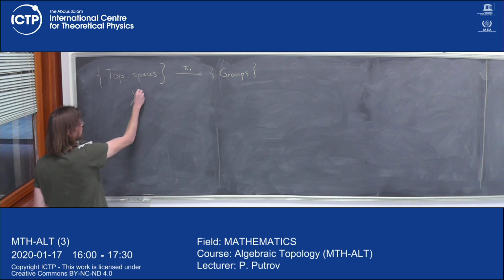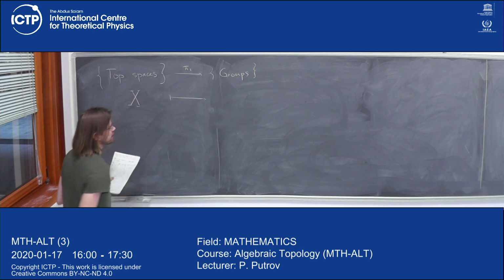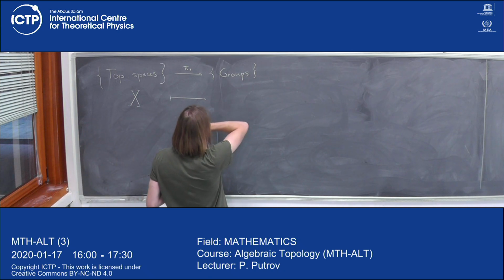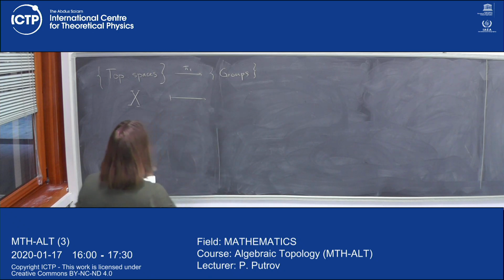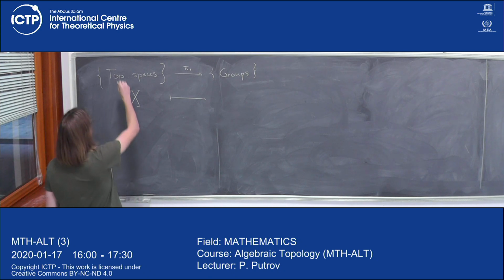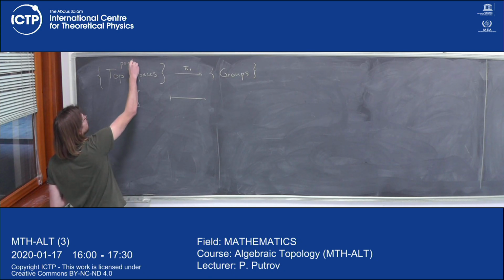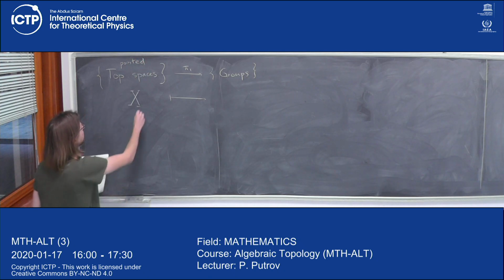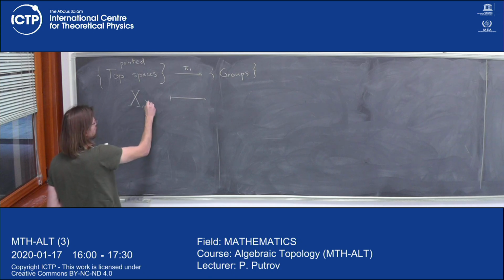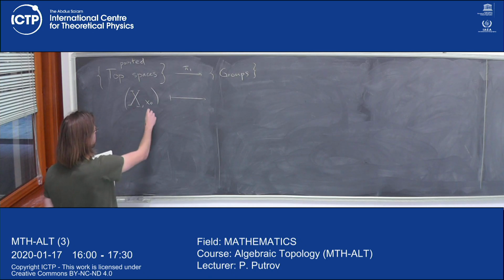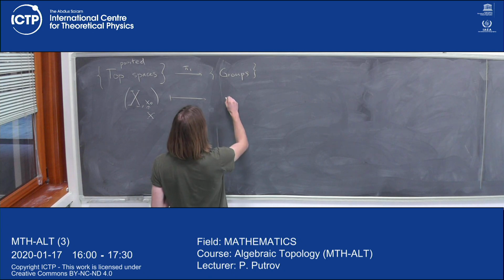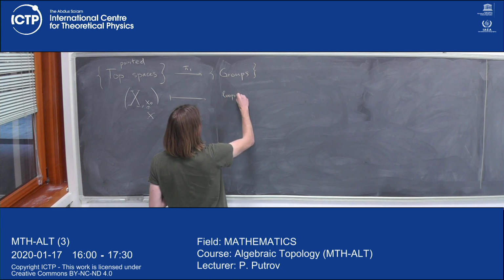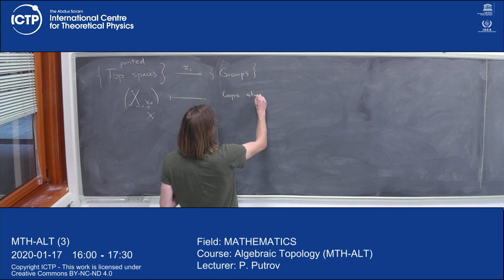For the topological space X, the result is a group which can be understood as, well, to be precise, you want to consider pointed topological spaces. So it's called pointed: a pair of the topological space and a point chosen inside it. And this was the loops in X.